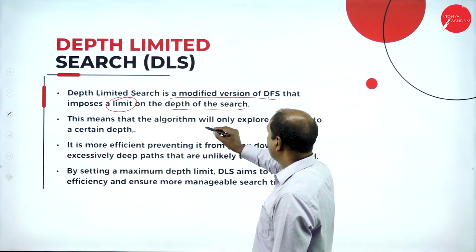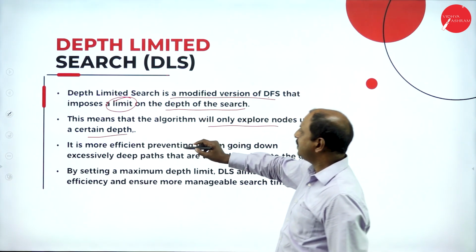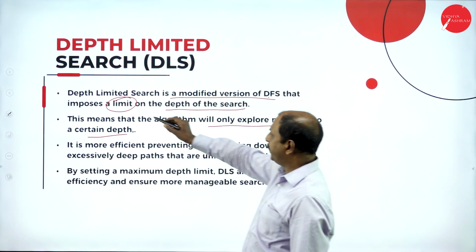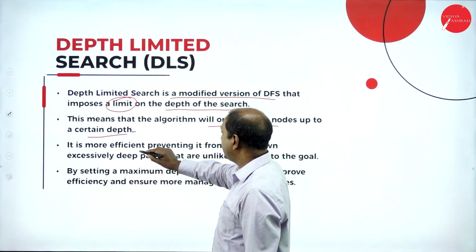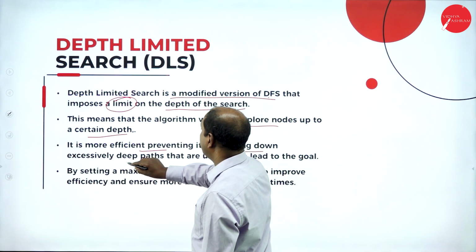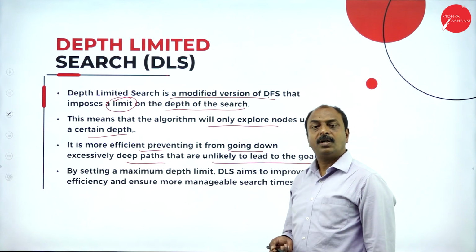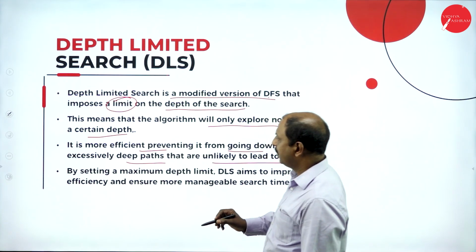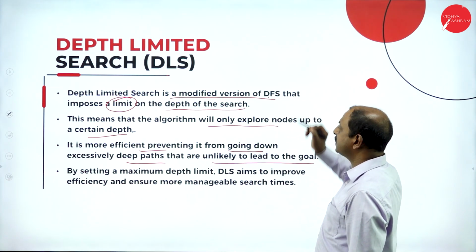It means that the algorithm will only explore nodes up to a certain depth. It is going to traverse until it reaches the limit mentioned at the beginning of the algorithm. Next, it is more efficient, preventing it from going down excessively deep paths that are unlikely to lead to the goal. It is not going to follow the deepest path to reach the goal. That is why it is more efficient as compared to depth first search.